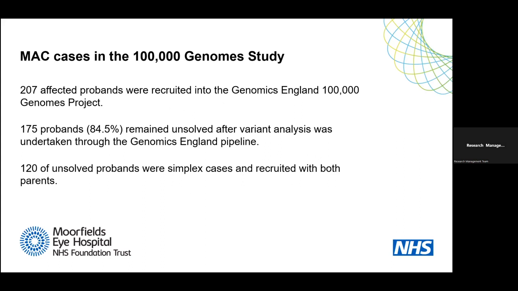So the cohort I looked at was patients recruited into the 100,000 Genomes Project. There were 207 affected probands with MAC in the main branch of the study, and out of that cohort, 175 remained unsolved after the initial variant analysis. So that's nearly 85%. What I looked at was, within those 175 unsolved families, 120 families were probands with no family history. So they were simplex cases who were recruited with both parents, so proband-parent trios.